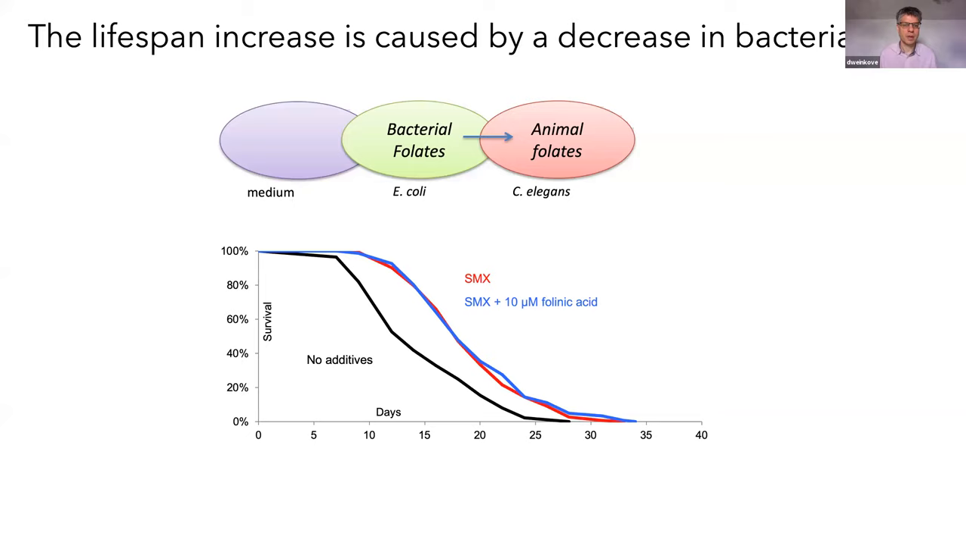Now, the question was, is this folate important in the bacteria or the animal? And I could spend a lot of time talking about that, but to cut a long story short, we found that it was most important in the bacteria and not in the animal. We could supplement back the animal using folinic acid, and we used a folate deficiency model of C. elegans to test that. And we found that we still could see that the animal had an increased lifespan.